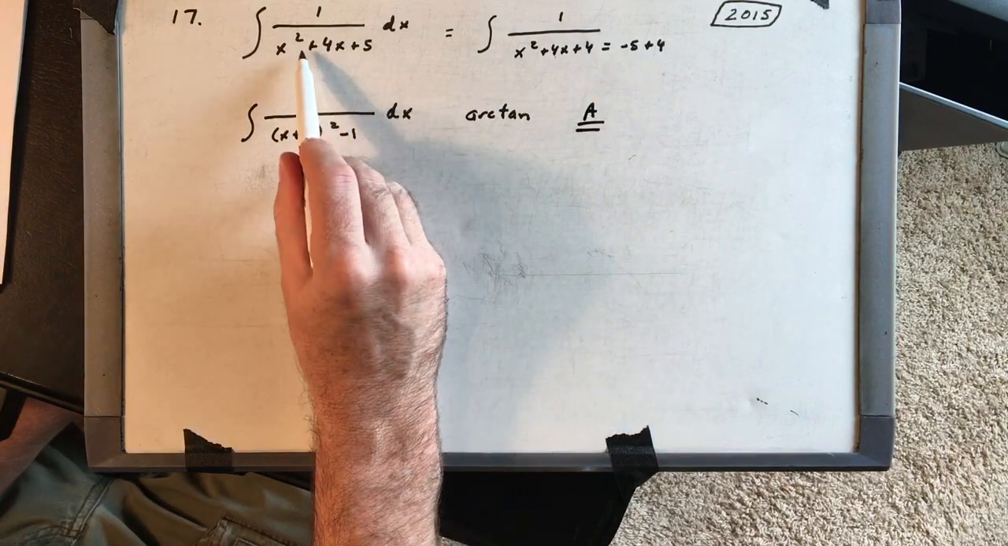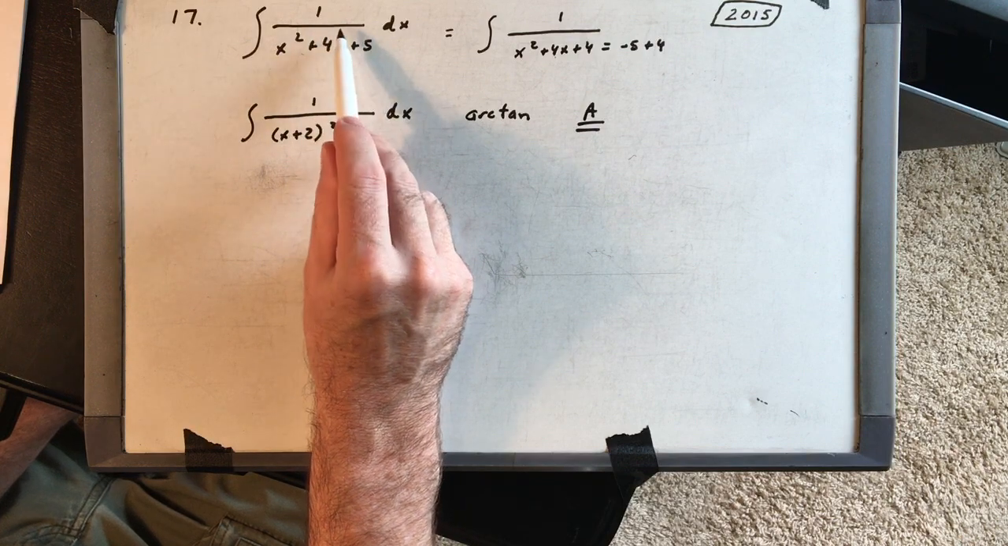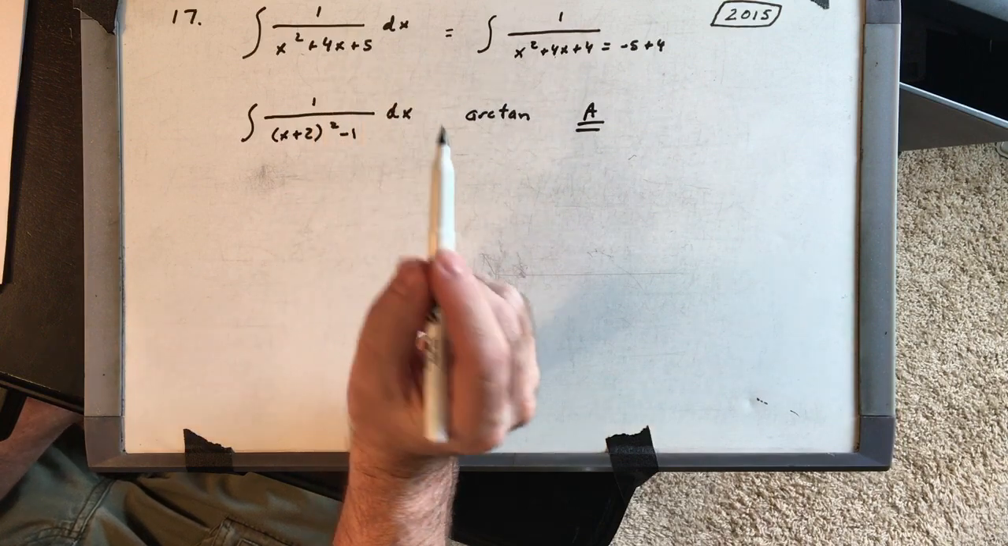So if it has a square term but not a radical in the denominator, and there's a 1 in the numerator, think arctangent. If there's a radical in the denominator, it's going to be arcsine or arccosine.